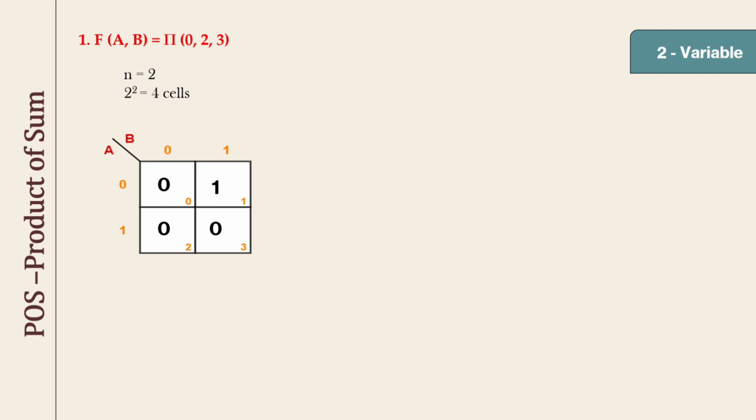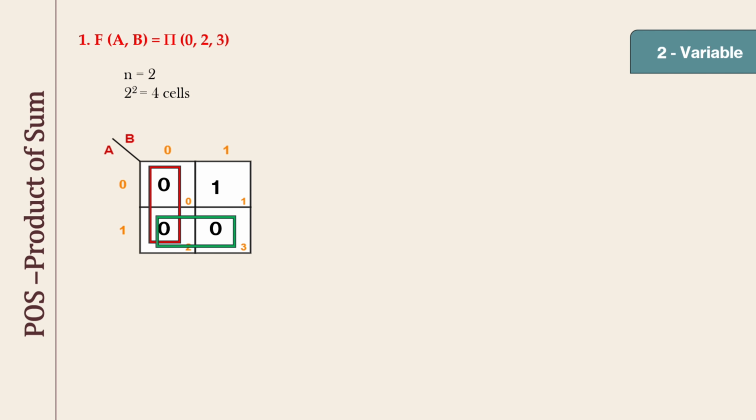Here we can't group all the cells because we don't have 0 at cell 1. So let's move to 2 cell grouping. Here we can consider cell number 0 and cell number 2 as one group, then cell number 2 and cell number 3 as the second group. Here we covered all the logic zeros which are present inside the K-map. So now let's move to naming these groups.